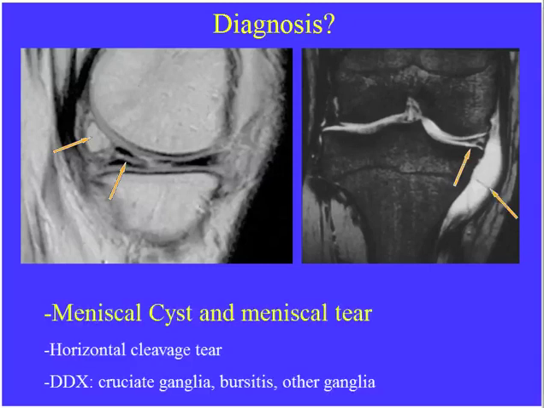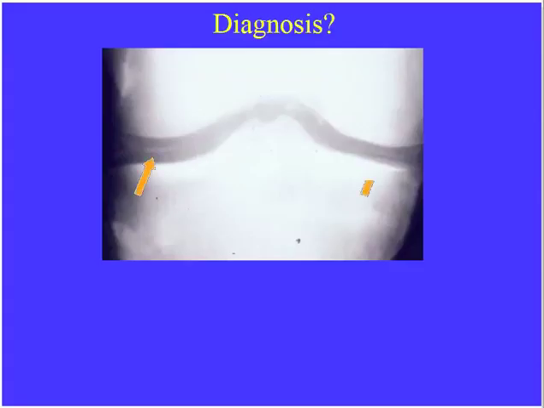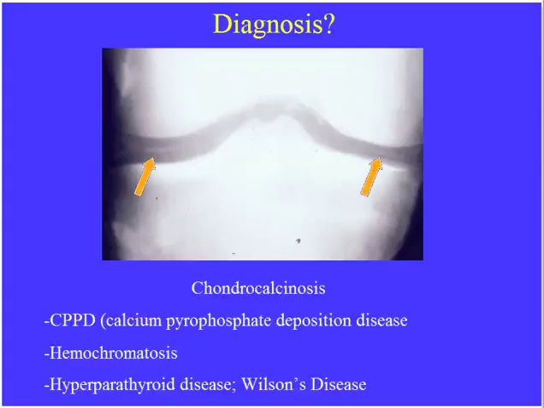This question was commonly asked as well. Show a plain film finding with chondrocalcinosis, and they expect you to know the differential for chondrocalcinosis: calcium pyrophosphate deposition disease, hemochromatosis, hyperparathyroid disease, or the most common causes. Wilson's disease is also a known cause of chondrocalcinosis.